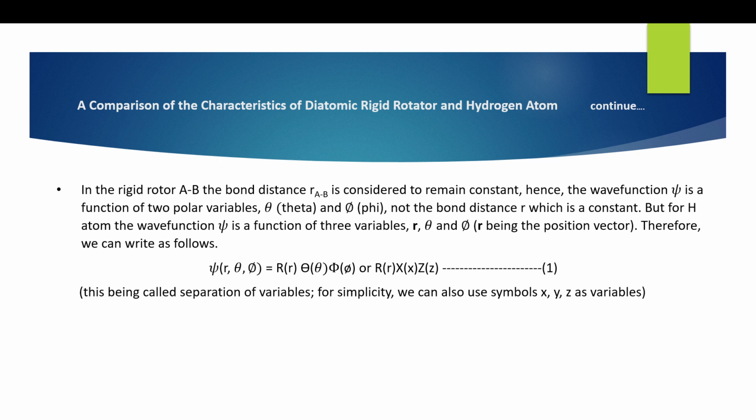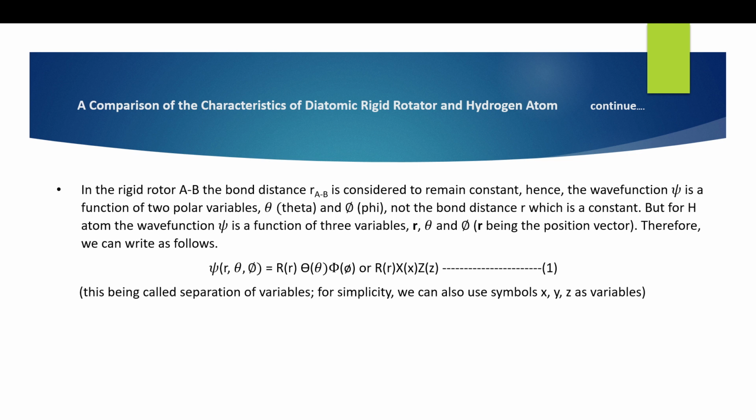Another point of comparison is that for the rigid rotor AB, the bond distance R AB is considered to remain constant. Hence, the wave function for the rotor is a function of two polar variables, theta and phi. Both are angular variables, also called polar variables. But psi does not depend on the bond distance, which is constant. But for the hydrogen atom, the wave function psi is a function of three variables: r, the radial variable, and theta and phi, both angular variables, r being the position vector.